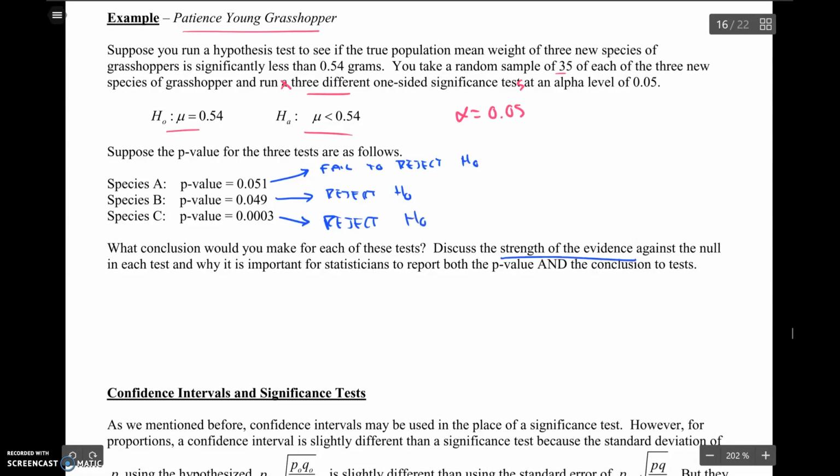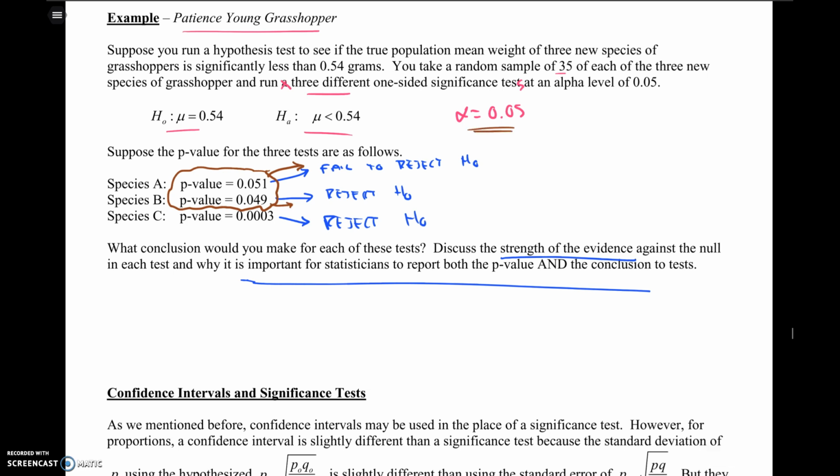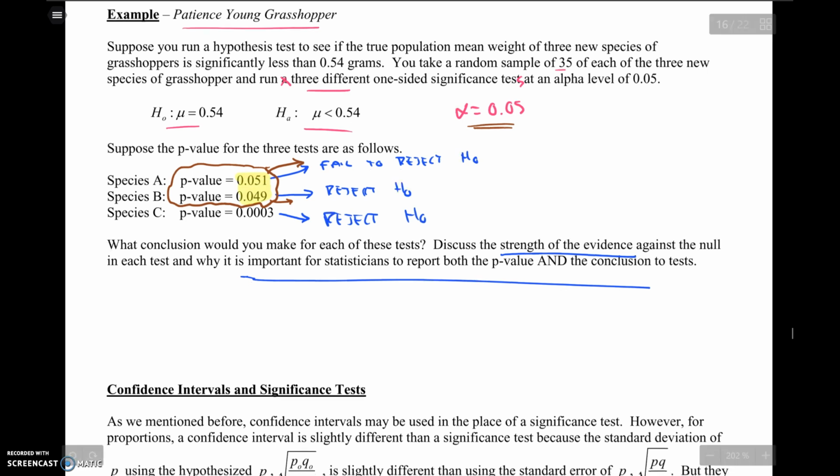Discuss the strength of evidence against the null in each test and why it's important for statisticians to report both the p-value and the conclusion. So the idea here is that you should see that these two values are really, really close. This one was just barely not small enough, and this one was just barely small enough in order to reject. But as far as the strength of the evidence goes, these are pretty much the same amount of strength. It's just that one was on the wrong side of this arbitrary number, and the other one was on the right side. But the conclusions are completely different, right?